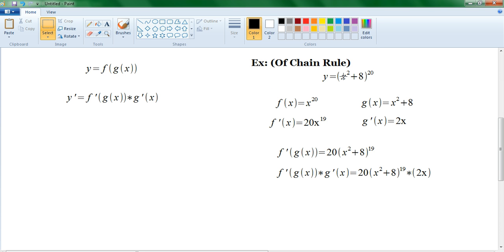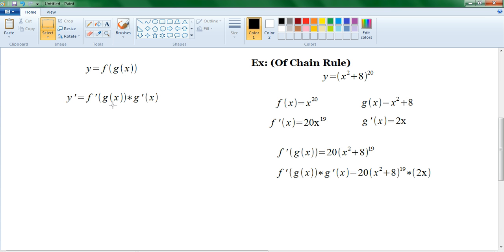So say I have y is equal to x squared plus 8 to the 20th power. Now, I could expand this, but that would be such an enormous pain that I would probably give up calculus. So the chain rule would come in handy in expressions like these. So f of x could be x to the 20th power. Well then, f prime of x is 20x to the 19th power. g of x is, in this case, x squared plus 8, and so g prime of x is 2x.